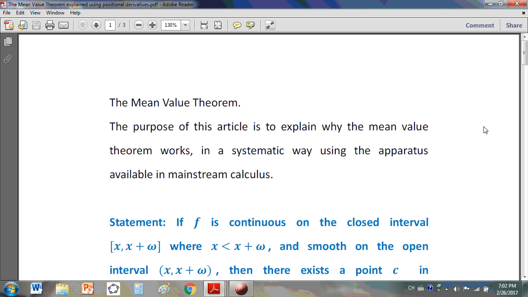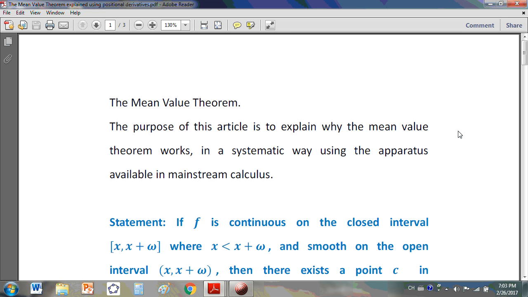So what I'd like to show you today is a systematic constructive proof, and I will do that using the apparatus of the standard calculus, but I need to introduce a little patch I created because the mainstream calculus is so broken that it's not possible to have a constructive proof of the mean value theorem without my patch.